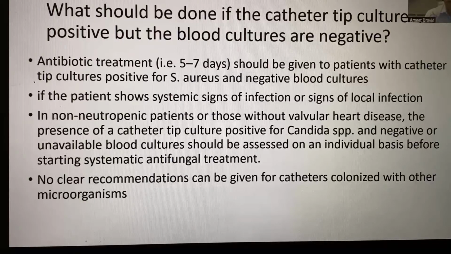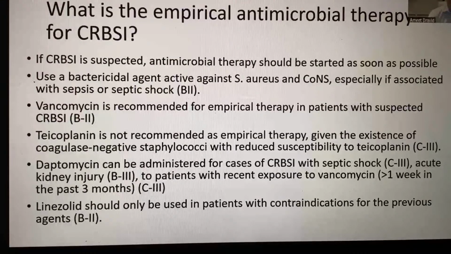In non-neutropenic patients, especially without signs of valvular heart disease, presence of catheter tip culture for Candida again is a problem. There you have to evaluate. It could be that Candida is causing the CRBSI, or it is just a contaminant. So you have to take everything in mind. And if these two organisms are there, Staph aureus and Candida, you can think of treating for 5 to 7 days, even in presence of positive catheter tip cultures and negative blood cultures. There are no clear recommendations for any other organisms for positive catheter tip cultures.